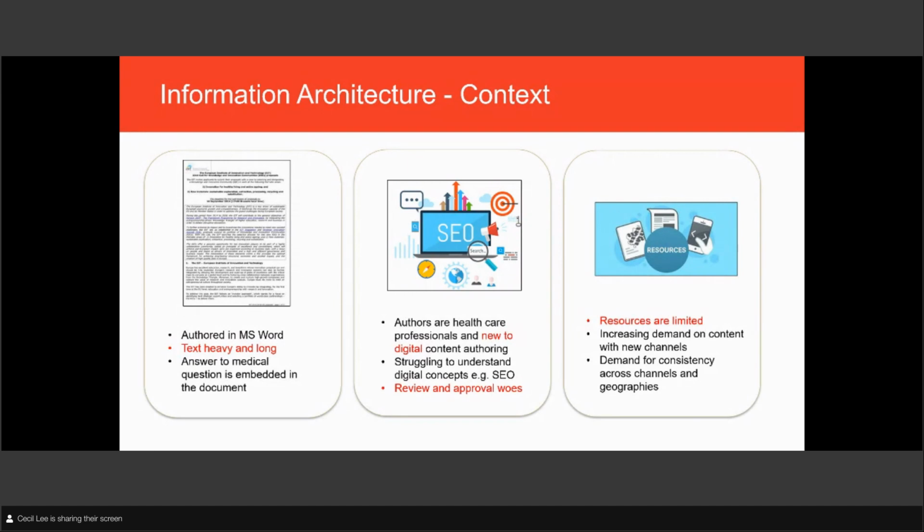For each channel that we started to develop, we had to create new and separate content, and so we also had additional review and approval. It was just too taxing for our whole organization to even keep up. And furthermore, resources were not expanding at all. We added new channels, but there were no additional resources. So you can see that was kind of our background, and we had a lot of big challenges ahead of us.